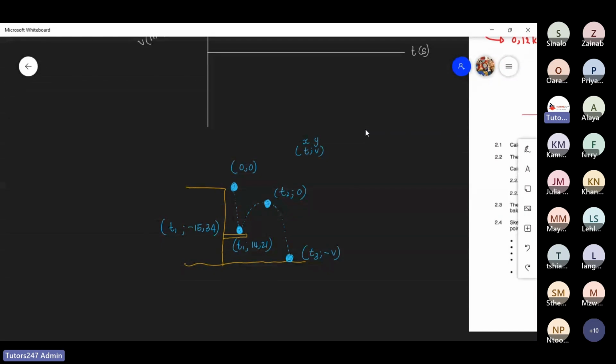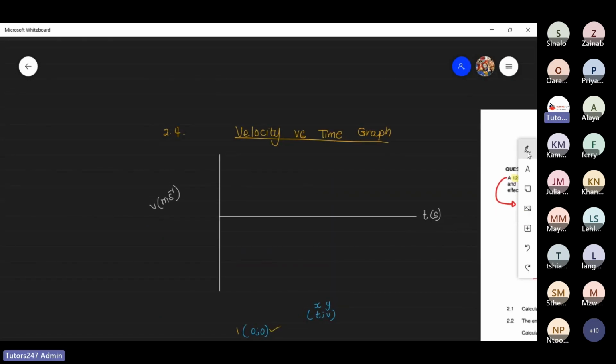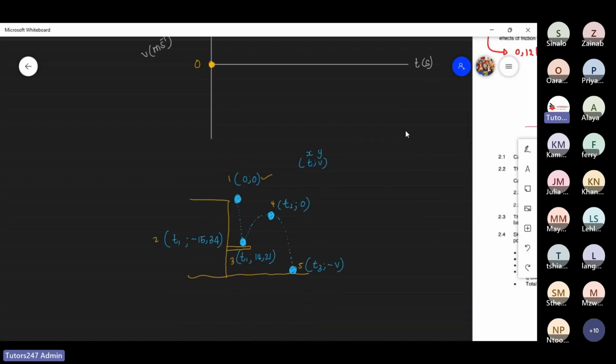Now, first point on my checklist, that is point 0 and 0. So this is coordinate 1, coordinate 2, coordinate 3, 4, and 5. So coordinate 1 is point 0 and 0. Let us plot that. This is 0 and 0. We've plotted it. Next, let's move on to the next one. The second coordinate is T1 and negative 15.34. Let us plot that.